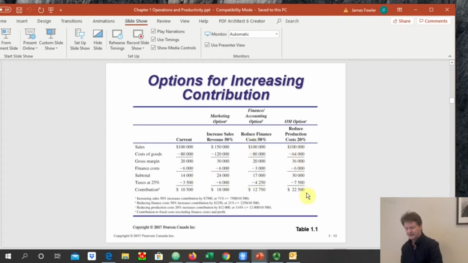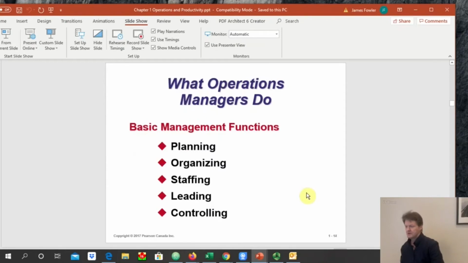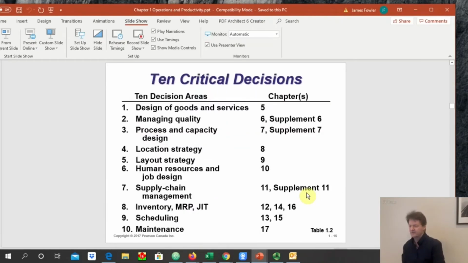and we had a significant increase in our profitability. Okay, so some of the things that operation managers do, of course, planning, organizing, staffing, leading, controlling, those are just some of the headings of the many things that they do. Now here are 10 critical decisions. So you can take a look at this.